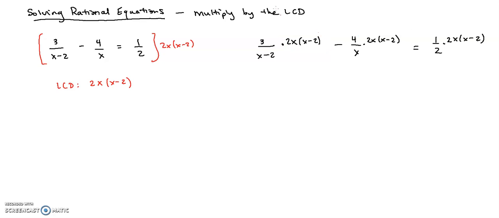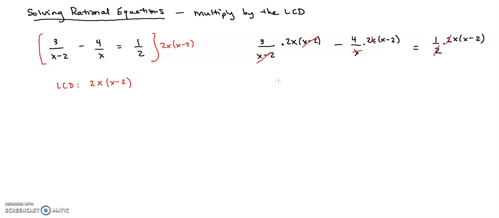Okay, so now let's go through and see what cancels. All of the denominators should cancel out. Okay, so here, the first term, the x minus 2's cancel. In the second term, the x's cancel. And then in the last one, the 2's cancel. Okay, so all of the denominators should cancel out.